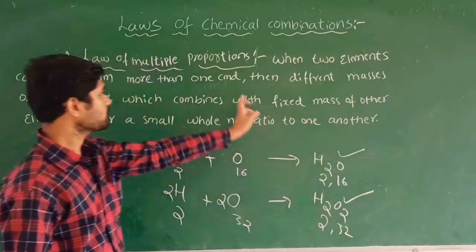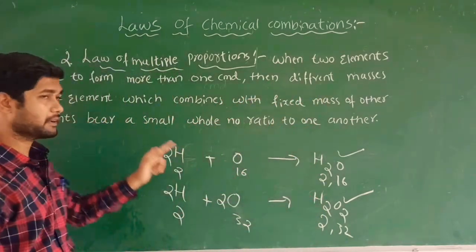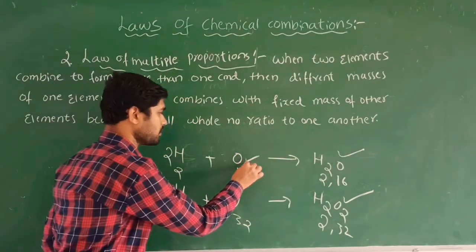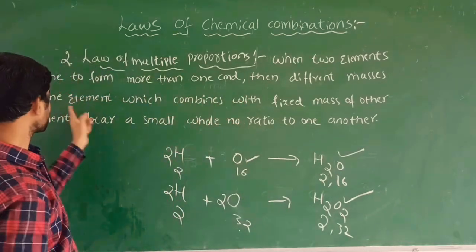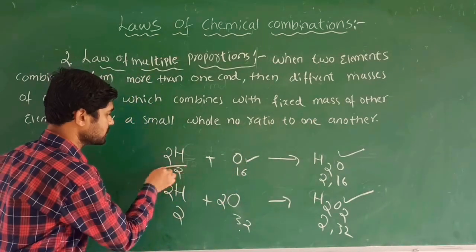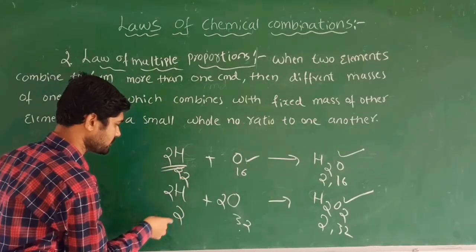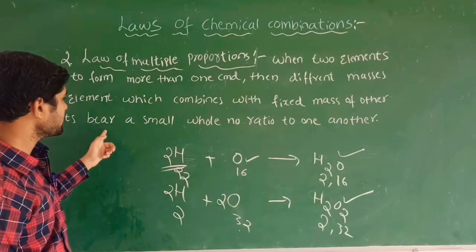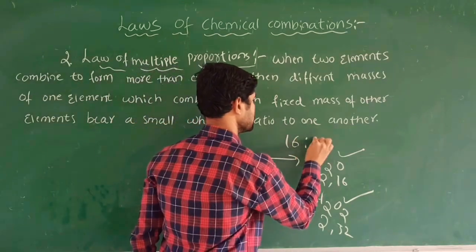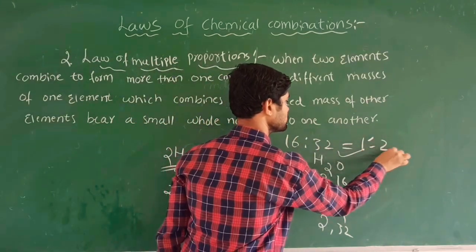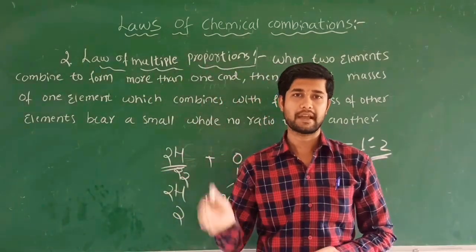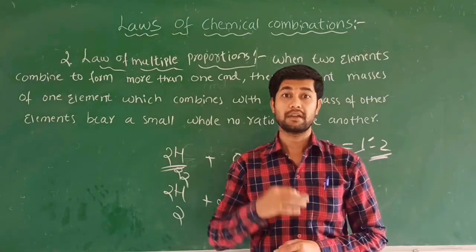When two elements, hydrogen and oxygen, combine to give more than one compound, water is one compound and hydrogen peroxide is another. Then the different masses of one element, that is oxygen, because hydrogen is the same in both, one is 16 and one is 32 gram. Different masses of one element combine with a fixed mass of the other element. Here hydrogen is the fixed mass, 2, and the other element bears a small whole number ratio to one another, that is 16:32, which becomes 1:2. Like this we can understand the laws of the chemical reactions which take place in the various reactions.